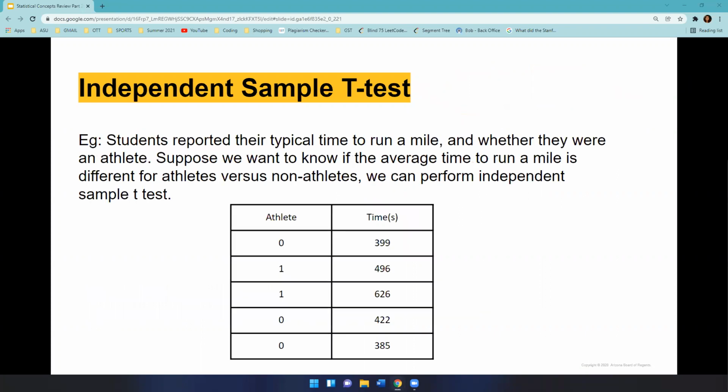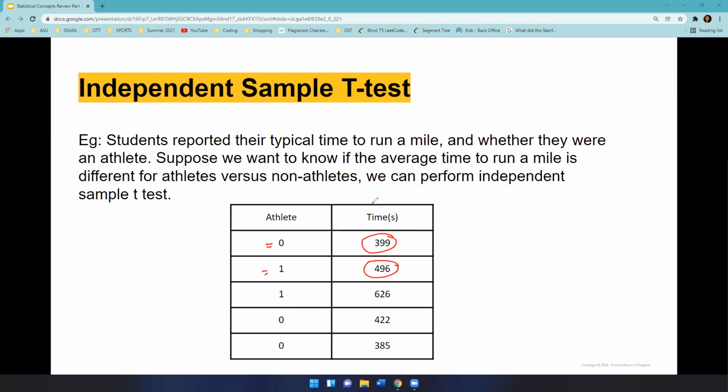So suppose students reported their typical time to run a mile. These are different students, who can be athletes or non-athletes. So 0 represents non-athlete and 1 represents athlete. Non-athletes are running a mile in these seconds and athletes in these seconds. So these are the different times taken by athletes and non-athletes. And so we have two different groups, two independent groups, athletes and non-athletes. And we want to see which group is performing better at running a mile, taking less time to run a mile.